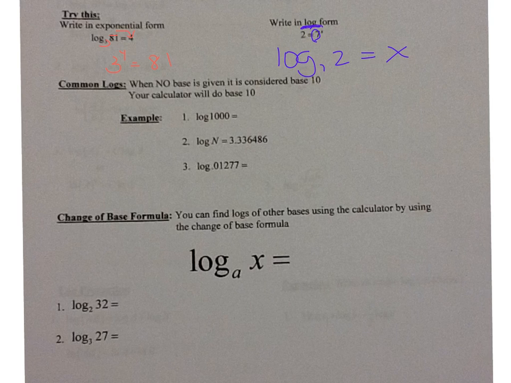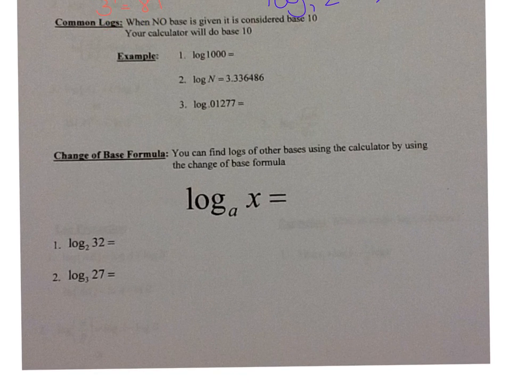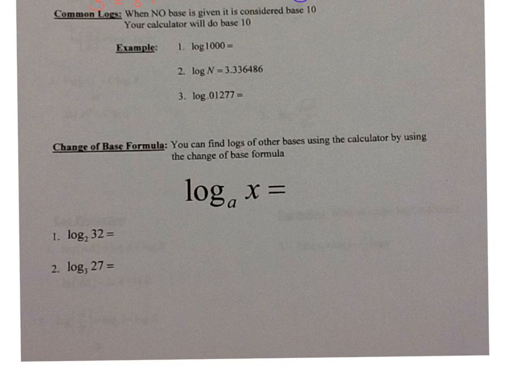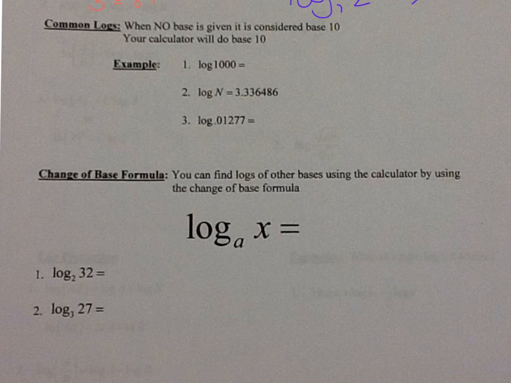Okay, so now let's talk about common logs. All right, so a common log is when there is no base given. So when you have no base given, it is considered base 10. So just like, remember I told you when you have a square root, there's a number that's always written here. But when there's no number written, we assume in math that that means a 2. So it's the same thing. When you see a log written, like log, let's say 100, you have to assume and know that no base written is actually base 10.